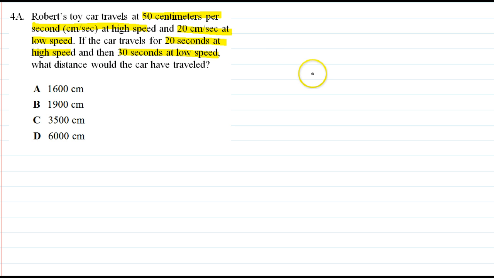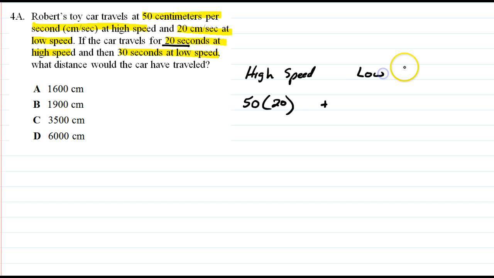Okay, so we have two different speeds. We have the high speed, and that's 50 centimeters per second, and it goes for 20 seconds. And then we're going to also add in the low speed, which is 20 centimeters per second, and it's at that speed for 30 seconds.